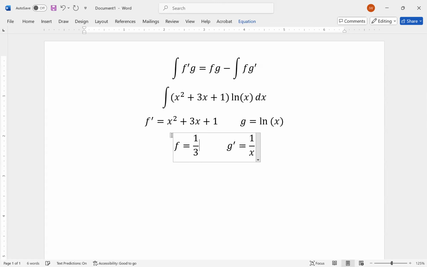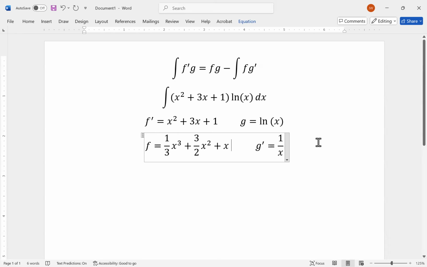Now, the polynomial, when I take an antiderivative, becomes 1/3 x to the third plus 3/2 x squared plus x, or plus 1x. But that's fine. That's perfectly fine. Let's see how this is going to work out.